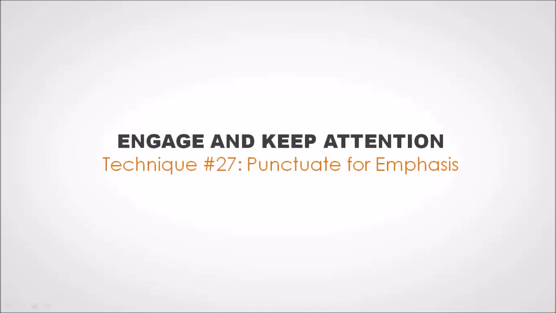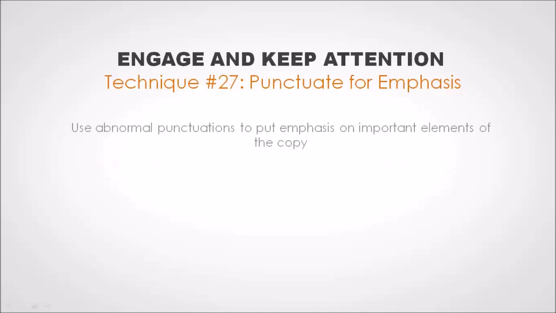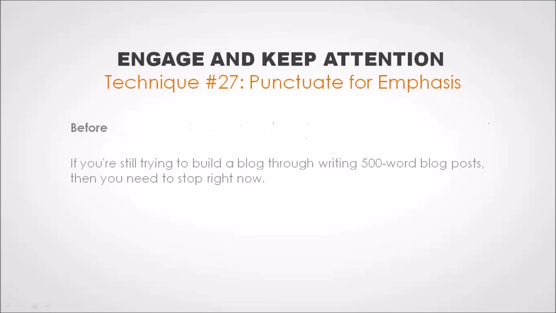Technique 27, punctuate for emphasis. This is quite counterintuitive, but you want to use abnormal punctuation to emphasize the important elements of the copy. So let's take a look. For before and after, if you're still trying to build a blog through writing 500-word blog posts, then you need to stop right now. Once revised, it'll look like this. If you're still trying to build a blog through writing 500-word blog posts, then you need to stop right now.